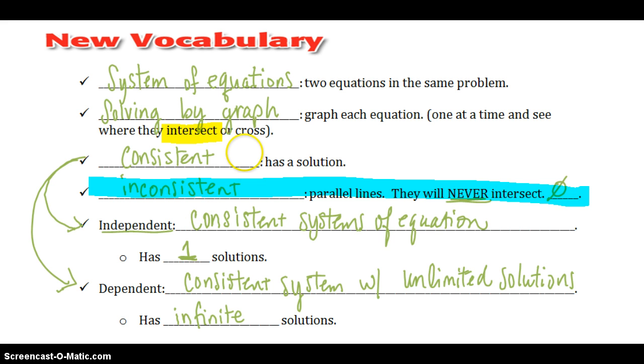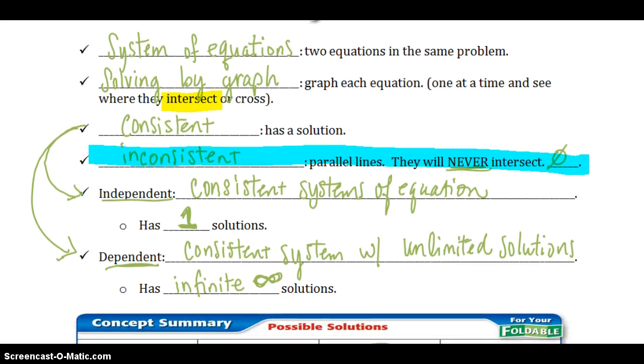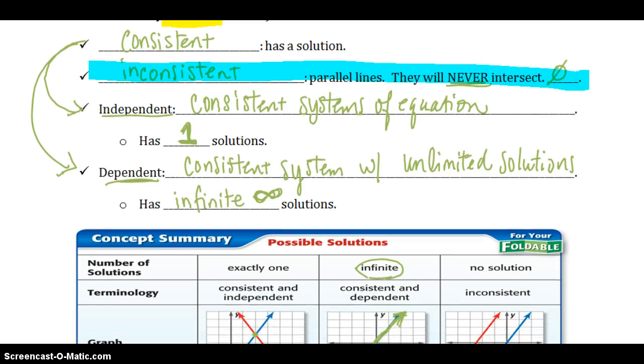So within consistent equations, you can have independent or dependent. Independent has exactly one solution, and dependent has infinite solutions. You can make the little infinity sign there. So a nice summary is provided at the bottom of this page. So let's look at this summary.